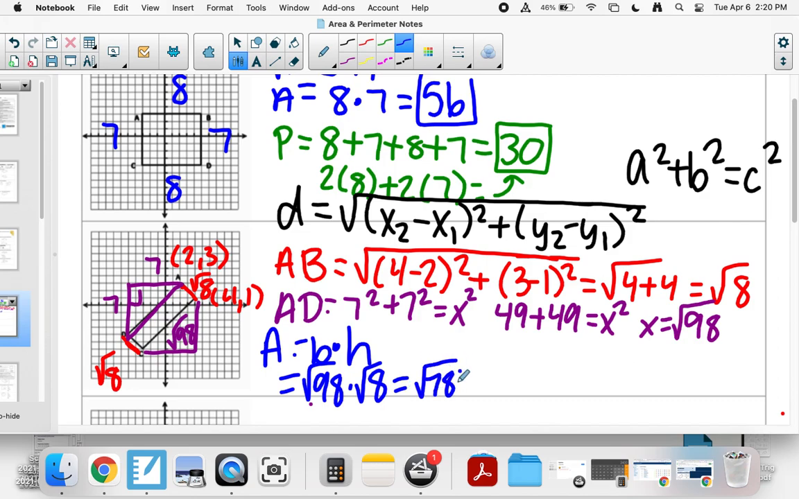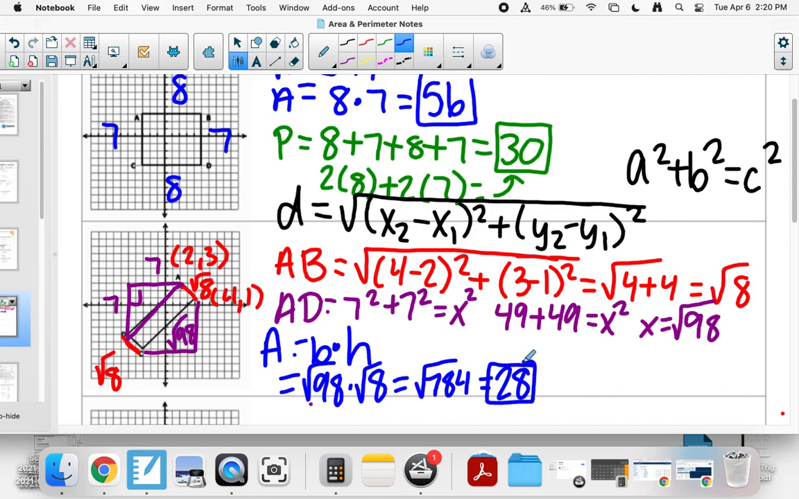784. So what's the square root of 784? We should get a nice number here. 28. There we go. So our area is 28.